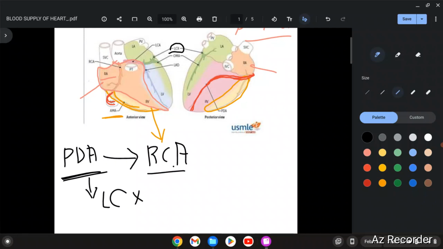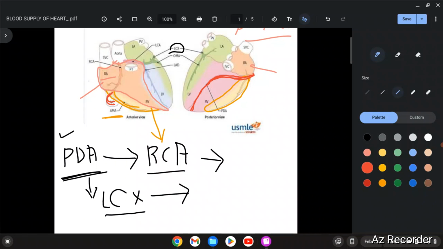So the people in which your posterior descending artery is derived from right coronary artery are known as right cardiac dominant, and the people in which this posterior descending artery is derived from left circumflex artery, they are known as left cardiac dominant people. Very easy. Okay, so this was something you need to know. Okay, coming back to our topic.